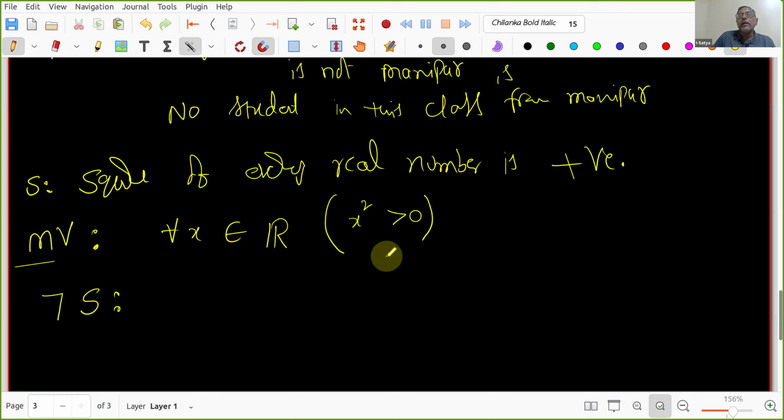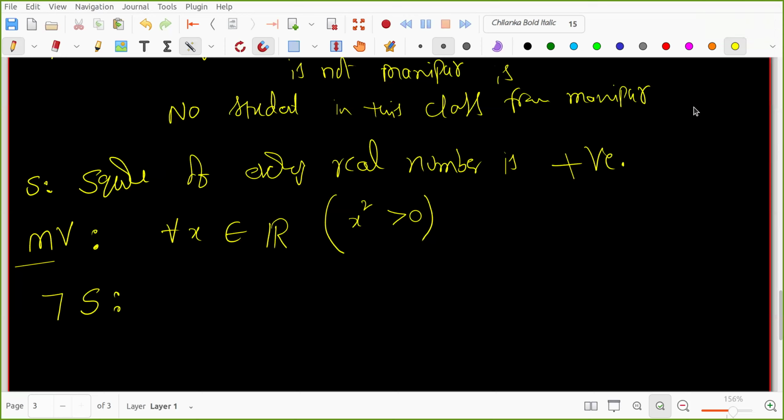So 26 students picked yes. Those who want to say what its negation is, forget whether it is true or false, I just want the negation only. So room number 3.